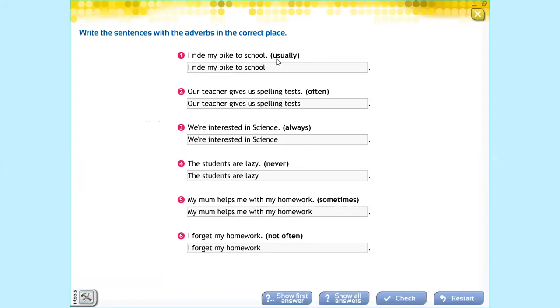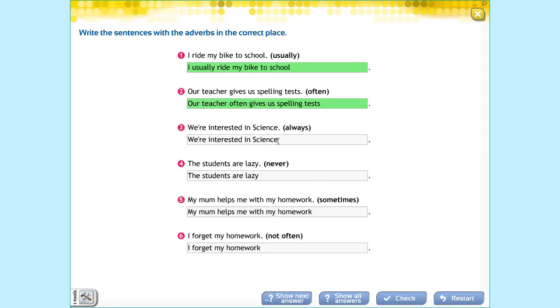I usually ride my bike to school. Yes, so usually is between the subject and the verb. Remember, usually. Our teacher gives us spelling tests often. Our teacher often gives us spelling tests. So you have to put the frequency adverb in the correct place. Yes?